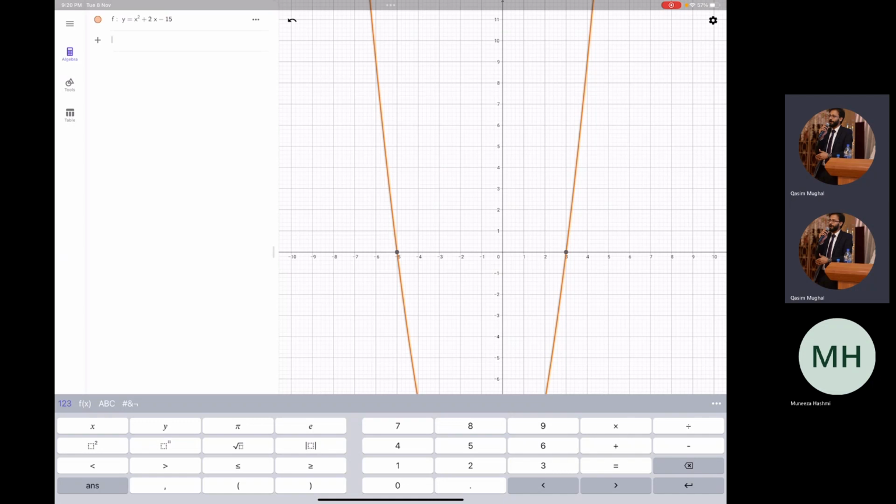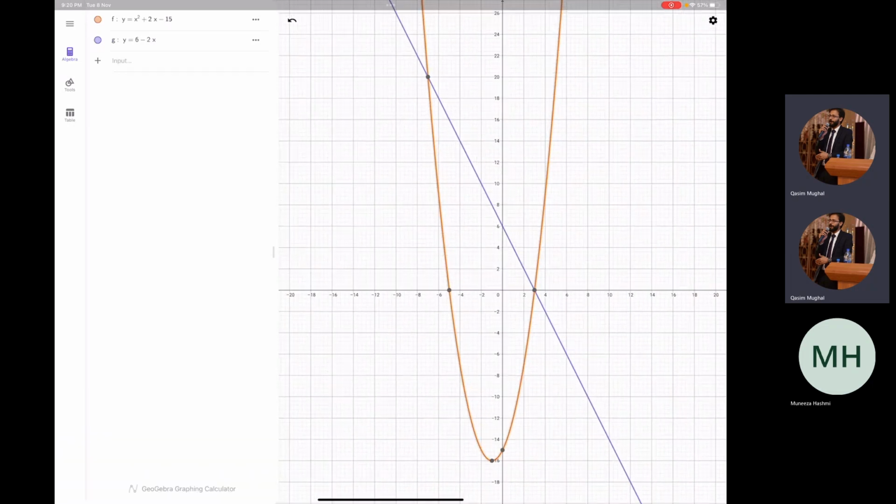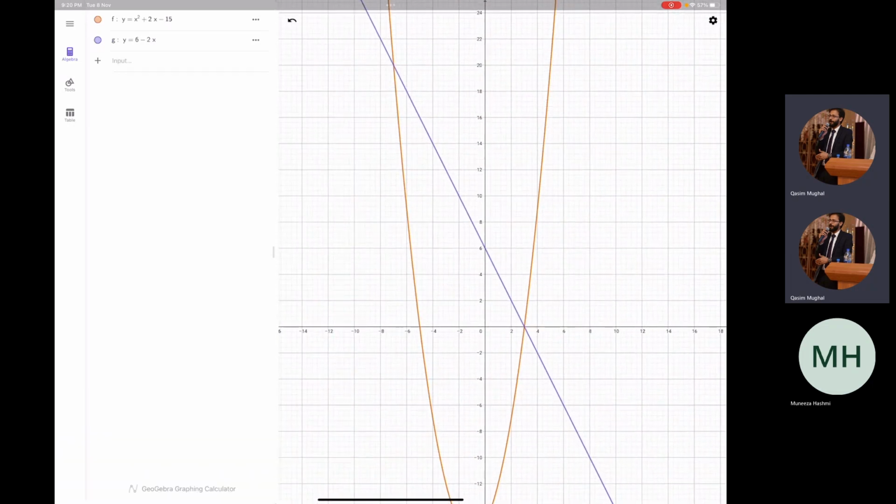Wait, x squared plus 2x minus 15. What question are we doing? 15, right? Question 15. Yes. x squared plus 2x minus 15, and the other equation is y equals 6 minus 2x. Okay, now as you can clearly see, the intersection points are these two. This is how you'll be drawing the graph.